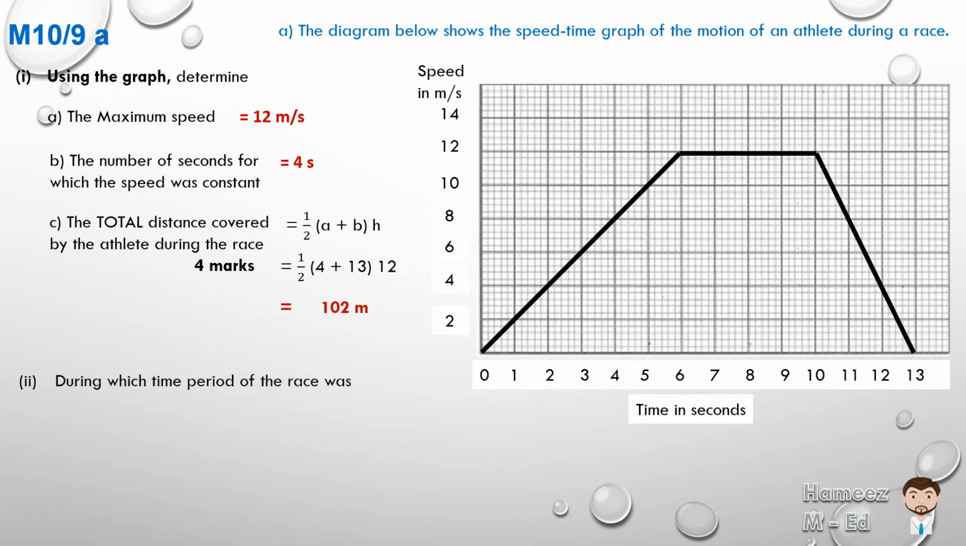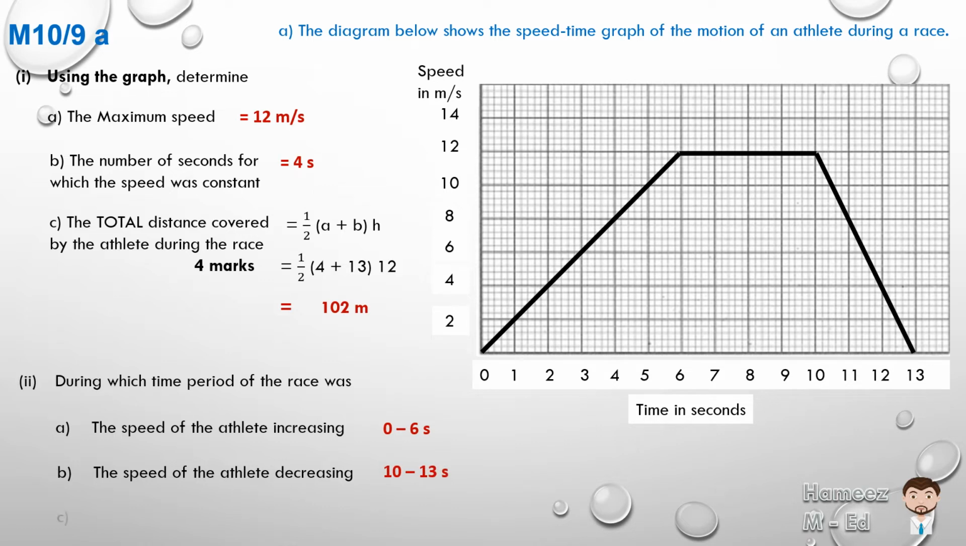During which time period of the race was A, the speed of the athlete increasing? The speed of the athlete was increasing from the time of 0 to 6 seconds. Part B, the speed of the athlete decreasing. The athlete's speed decreased from the time of 10 to 13 seconds. And the acceleration of the athlete was 0. This means that the speed was constant, and that happened from 6 to 10 seconds.